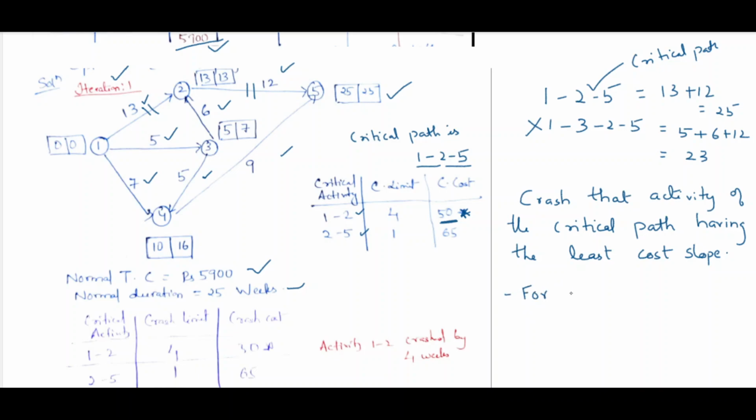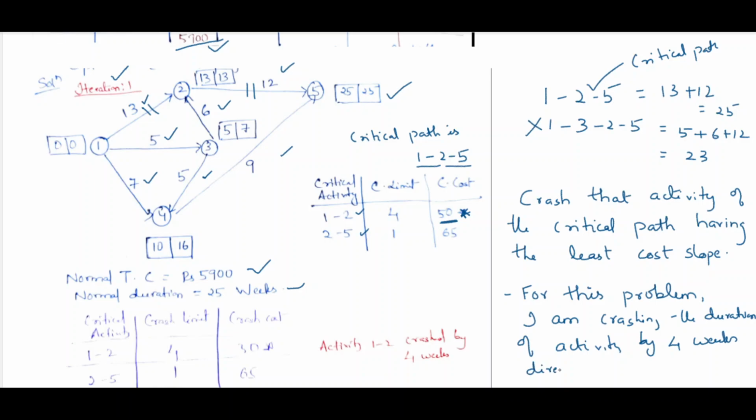For this problem, even if you go unit by unit with the crash limit, it will also be okay, but it will lengthen your process. So for this problem, I am crashing the duration of the activity by 4 weeks directly. If somebody is crashing using the crash limit of 1 week at a time, it's also not wrong, but it will only increase the steps. So it depends upon you how you choose.